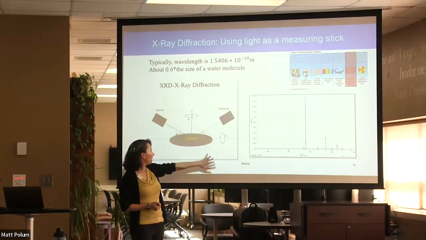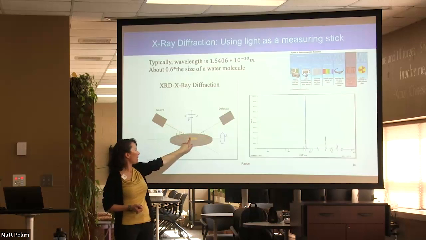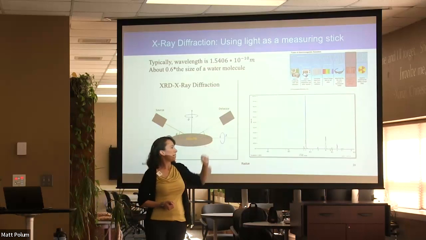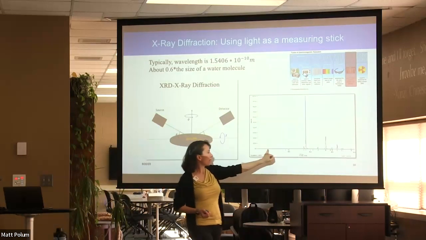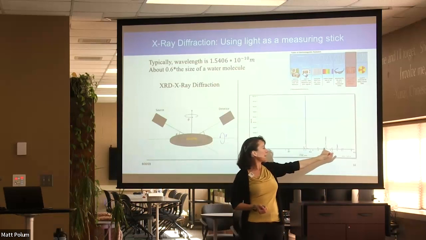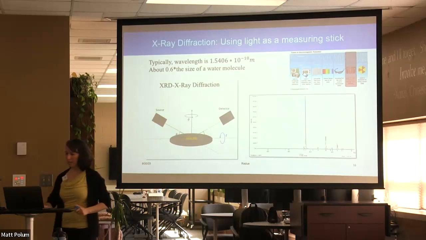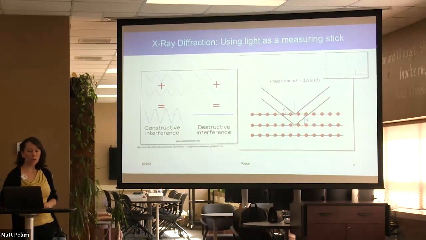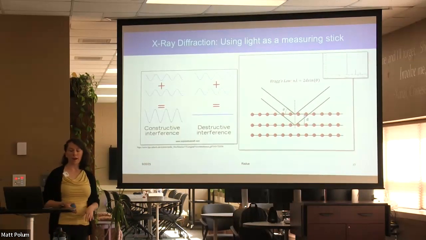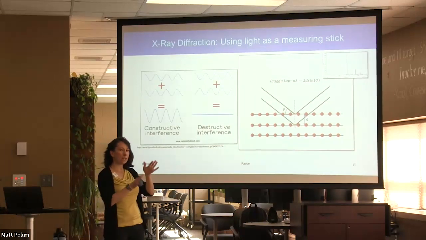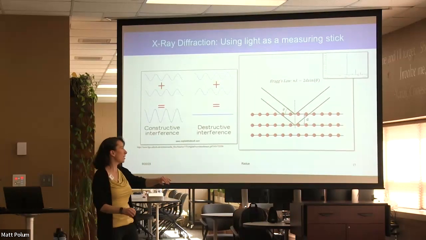We send our X-rays on a setup like this. We bounce them off the material into a detector, and we get some kind of regular pattern that looks like this, with periodic peaks. So what do those peaks mean? Well, they correspond to points where there are equally spaced layers within your material.